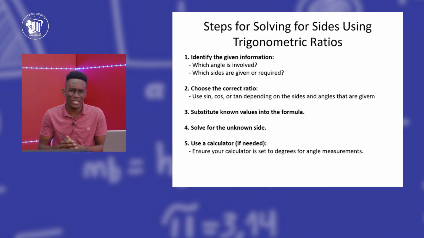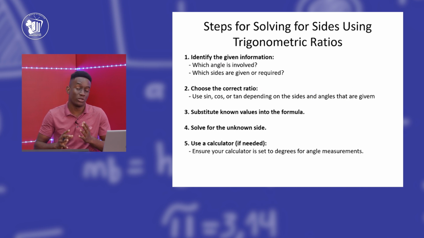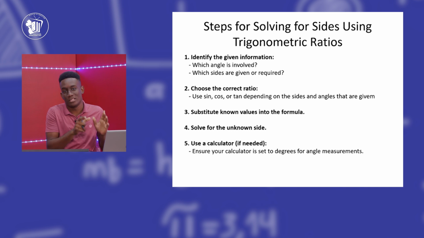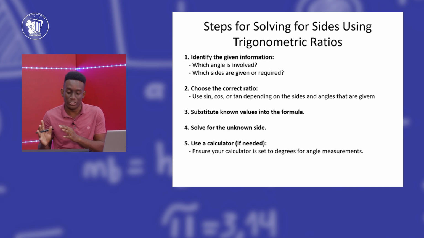Now let's head into some additional things that we need to know before we can apply the trig ratios. The first thing is to identify the information given: what angle is given and what sides are given. We label the triangle by the different sides and also identify the angle. Then from what is given, we decide which ratio to use. We choose the correct ratio, substitute the values into the formula, and then solve for the unknown side.